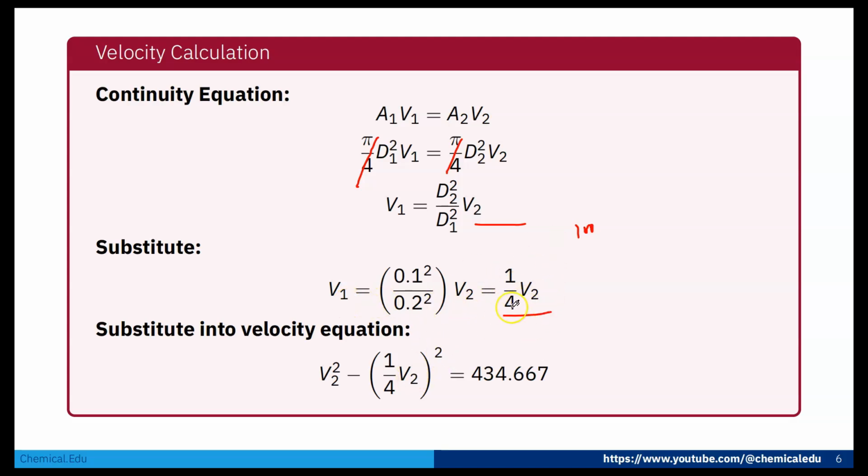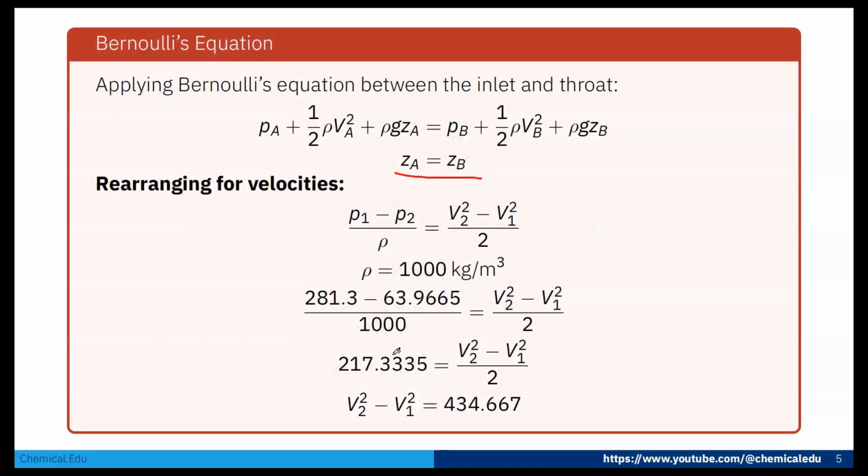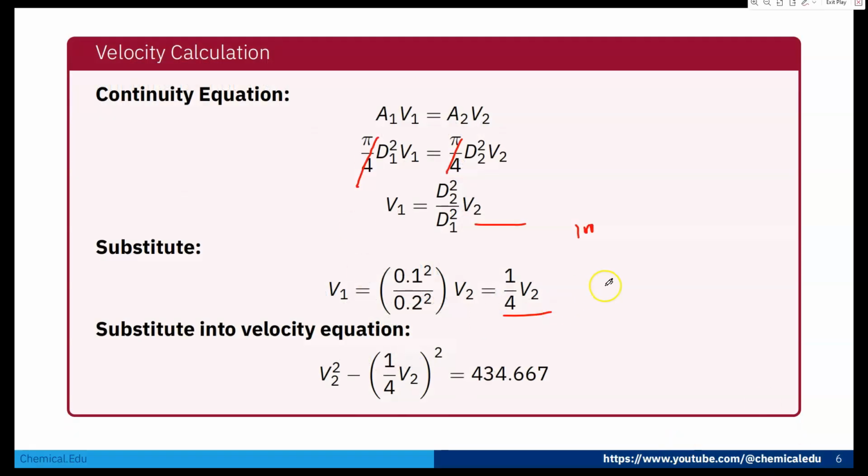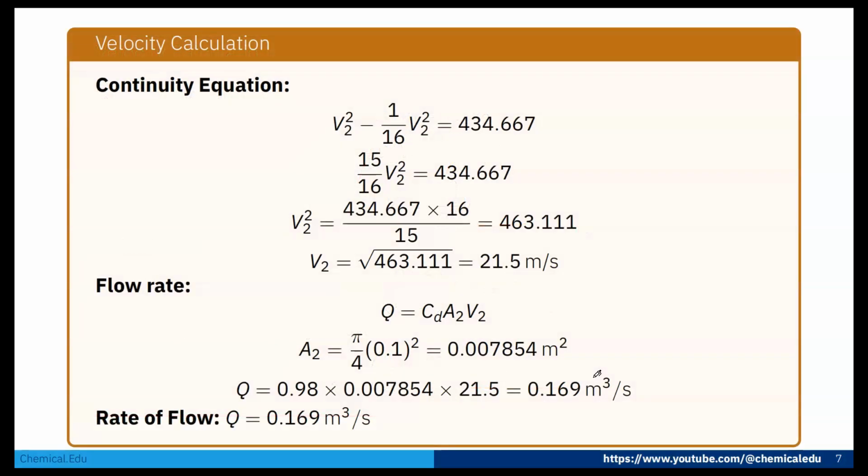Now plug this value of V1. Here we already got that V2 square minus V1 square is 434.667. So here we plug V1, so 1 by 4 V2, the whole square. Now from here we simplify and we'll get V2. So V2 will be something like 21.5 meter per second.